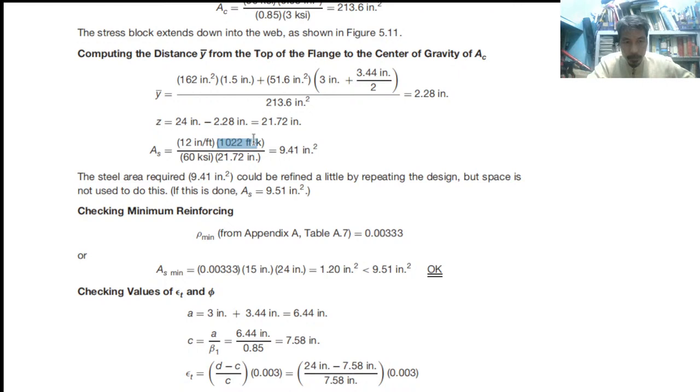But this is the nominal moment divided by FY, divided by Z, the lever arm. So therefore, 9.41. The steel area could be refined a little by repeating the design, but the space is not used to do this. The author solved it, but to economize the paper. If I check that you do this, you will get zero again, because you are not the author of the book and you are just copying. You have to solve this. After solving this, you can proceed.